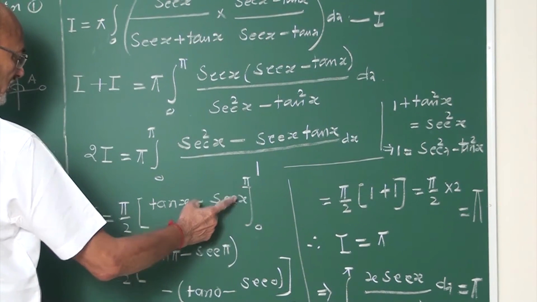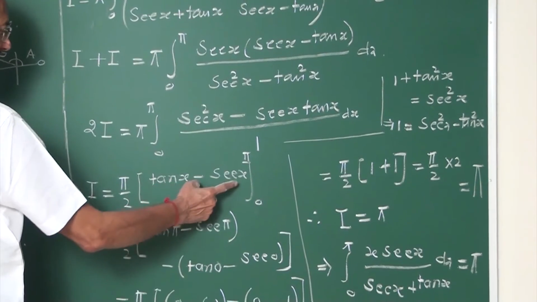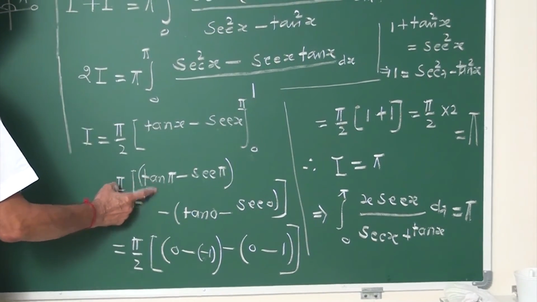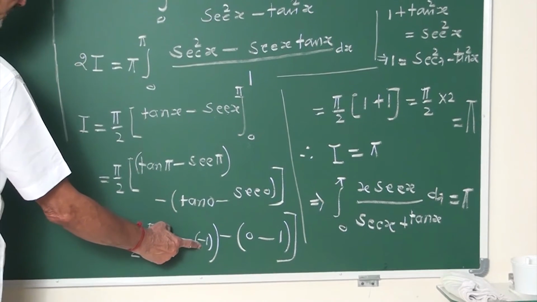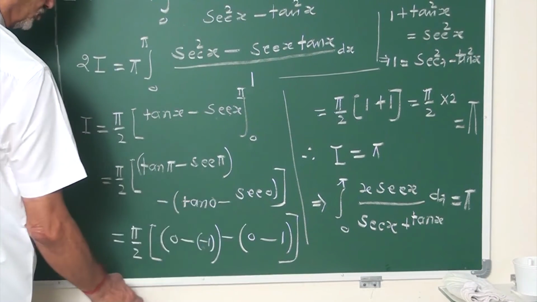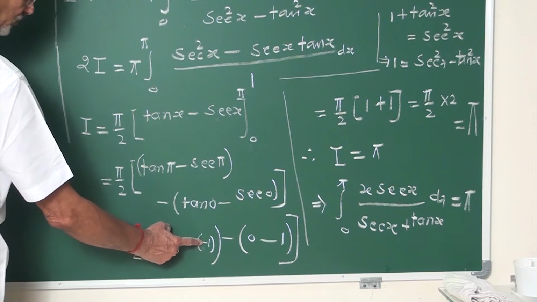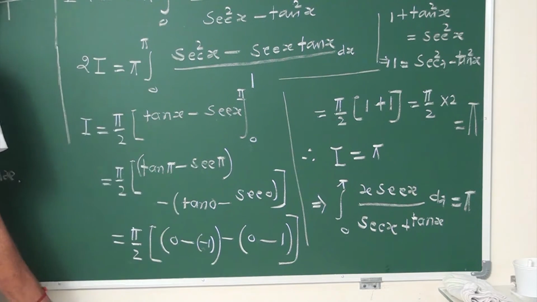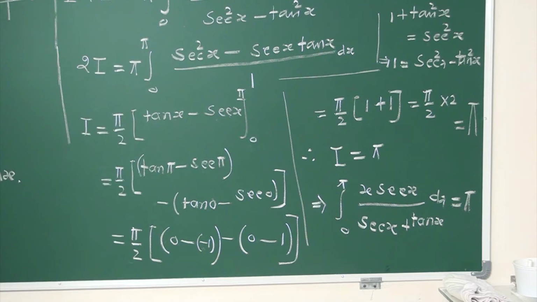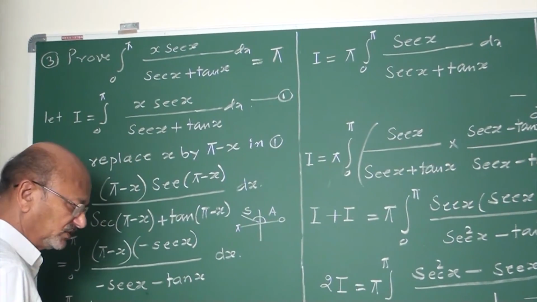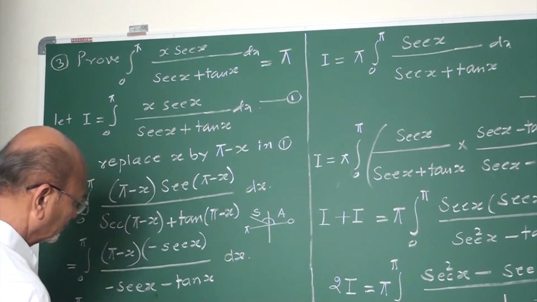Lower, upper. Put x equal to upper pi, put x equal to lower 0. Tan pi is 0. Sec pi is minus 1. Minus tan 0 is 0. Sec 0 is 1. Now my friend, minus with minus is plus 1. Minus with this minus is plus 1. 1 plus 1 is 2. 2 cancels pi. Therefore, the given integral is pi. This is the solution of this definite integral, my friends.